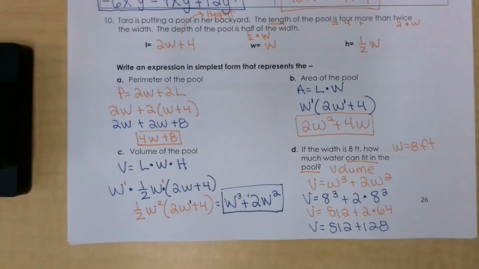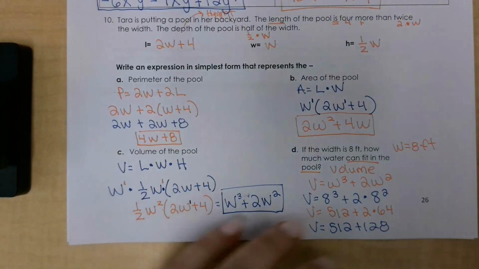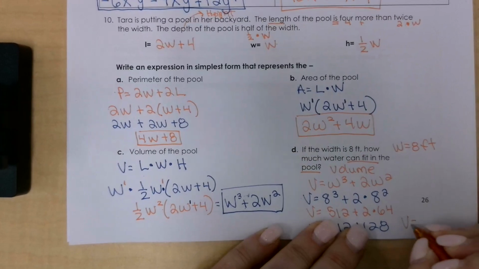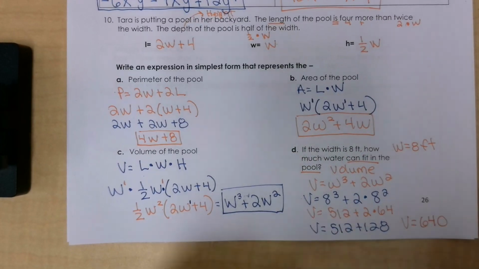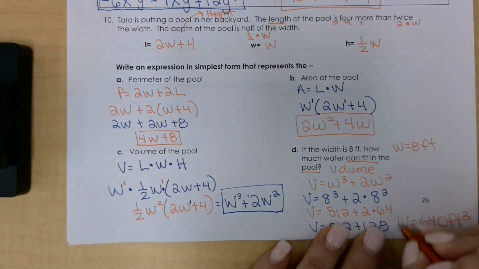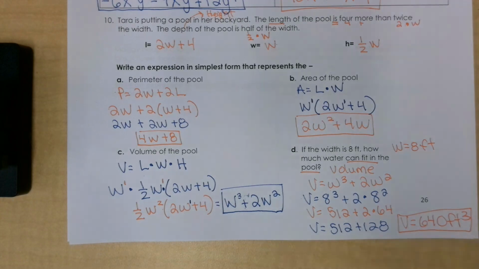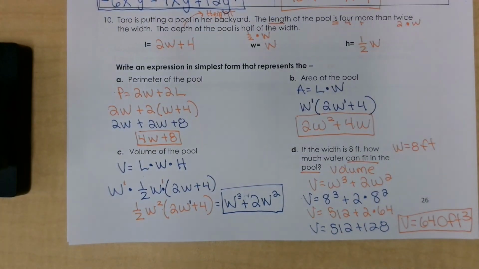And when I add those two together, and I'm using my calculator, I get volume equals 640, and it's going to be feet cubed because I'm talking about volume, so I will label my answer as a cubic measurement.